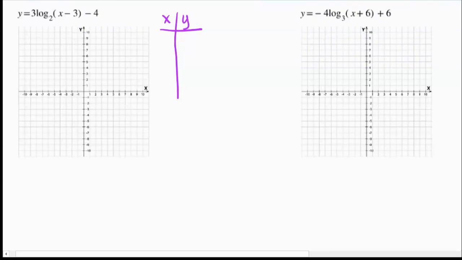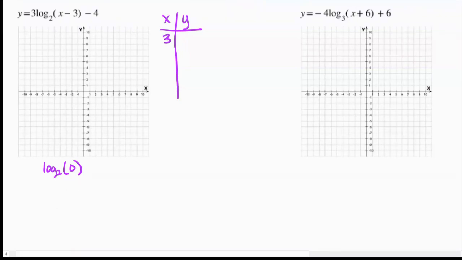Basically, the first thing is I should know that I cannot take the log of 0, because 2 to the power of nothing would get me 0. I can't do 2 to the power of 0, or 2 to the power of a negative number. 2 to the power of x equals 0, there's no number I could plug in here. So that will help us find the vertical asymptote.